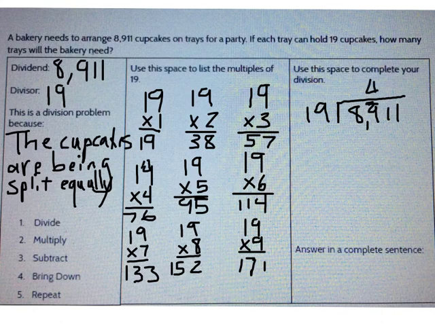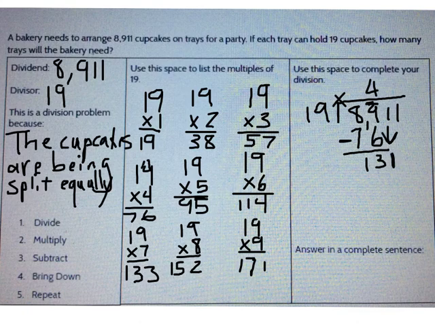It goes in 4 times. What's 4 times 19? 4 times 19 is 76. I need to subtract to see how many hundreds I have left over. Well, 89 minus 76 is 13. I bring down the 1 so I can divide in the tens place.